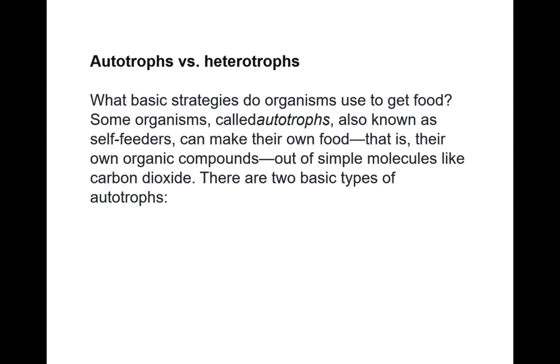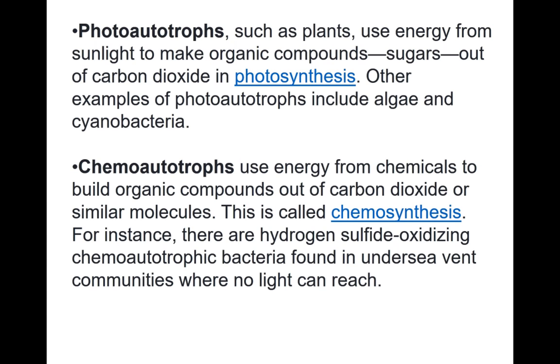So again, these are plants. Remember, the plants receive the energy from the sun. And if we give them some water, that was H2O, and we give them some CO2, then that is going to produce some sugar and some oxygen. So we have photoautotrophs, such as plants, which use energy from sunlight to make an organic compound, sugars, out of carbon dioxide in photosynthesis. Other examples of autotrophs include algae and cyanobacteria.